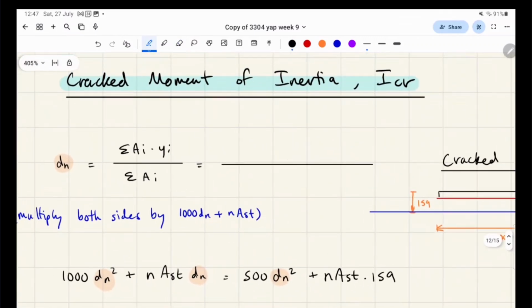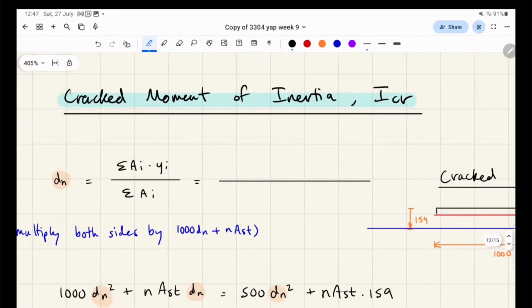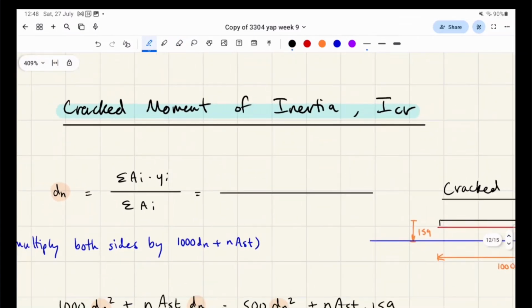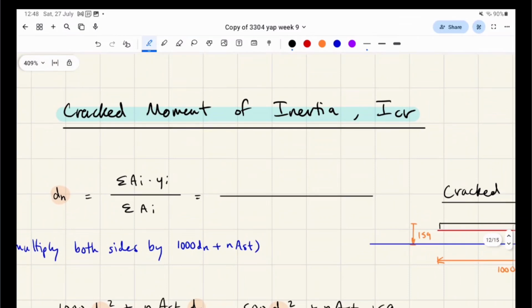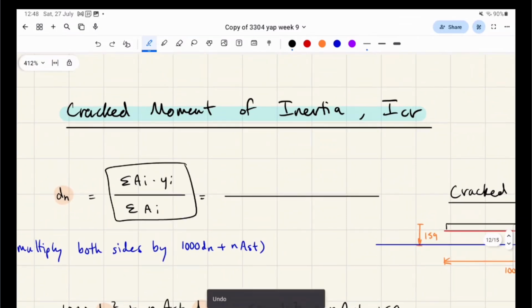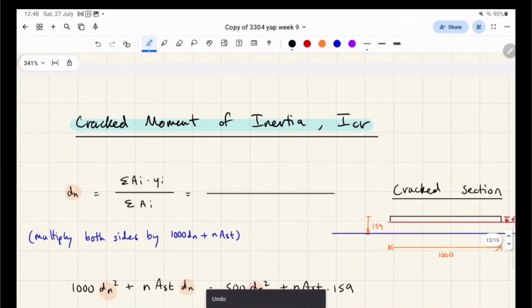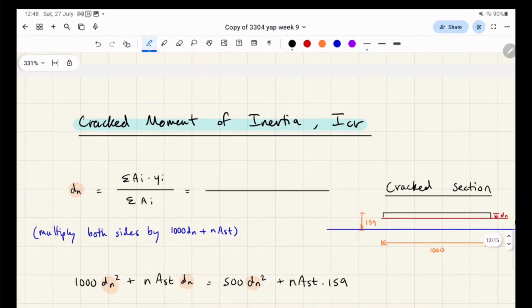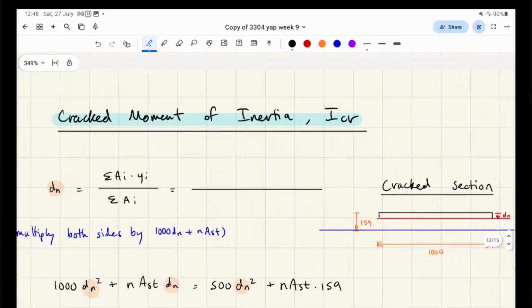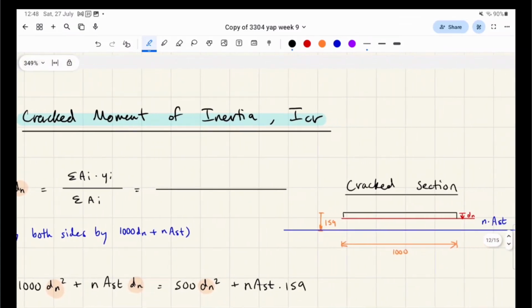Okay, so let's calculate dn again. We can still use the same formula as before, that centroidal formula. Just like before, we're going to get the area of the concrete and multiply it by the depth. So how are we going to do that? What's the area of the concrete? 1000 times 96. Was it that?